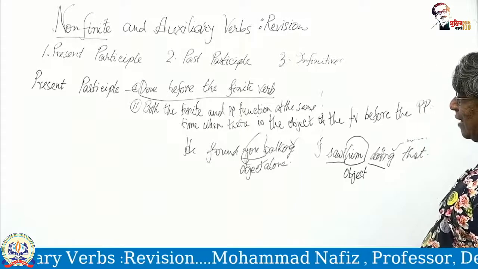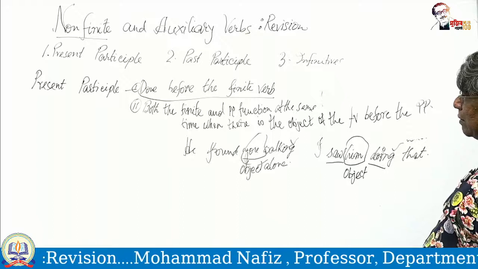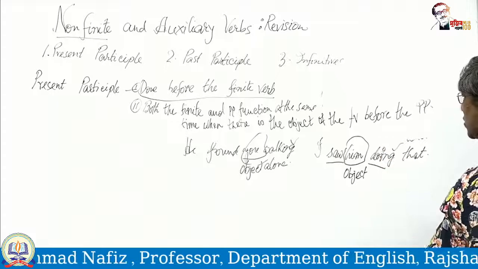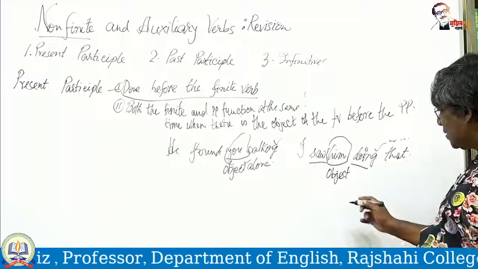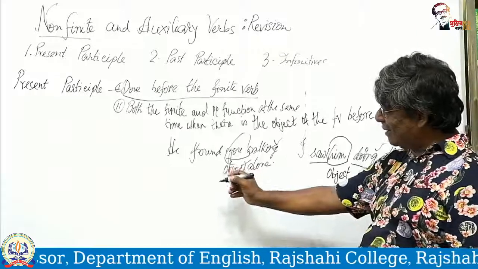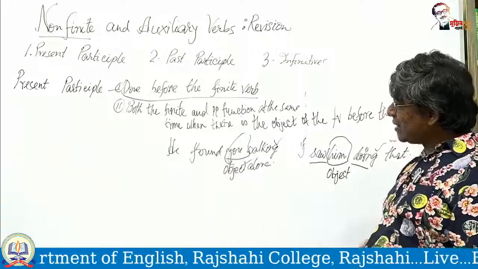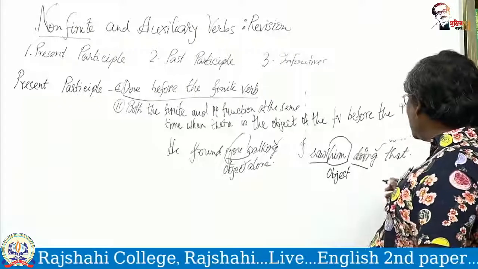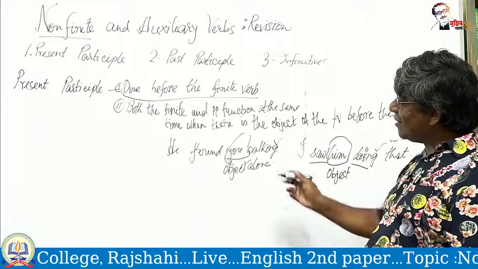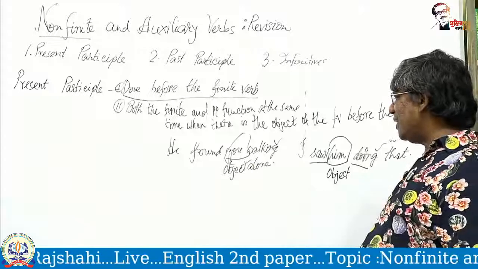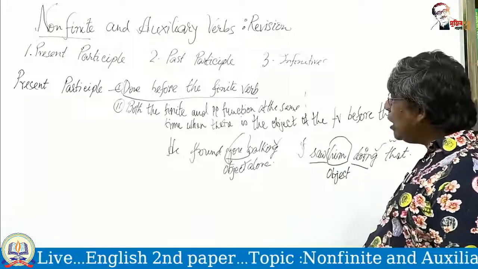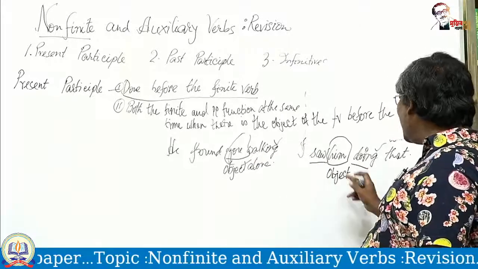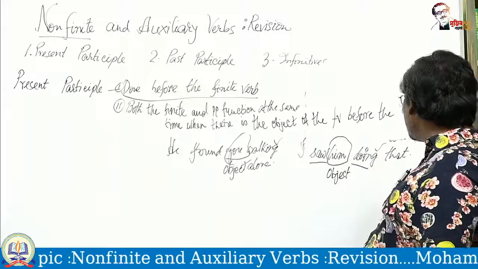Both the finite verb and the present participle function at the same time when there is the object of the finite verb before the present participle, like in sentences such as "He found you walking," or "I saw him doing that." In these sentences, the finite verbs are found and saw, and found has the object you before the present participle walking, and saw has the object him before the present participle doing.